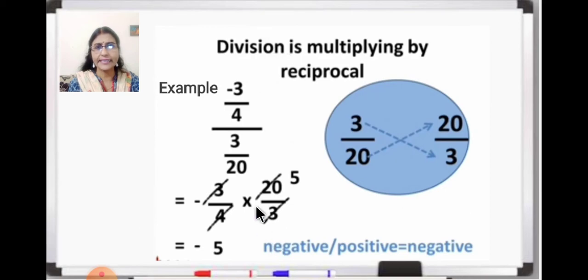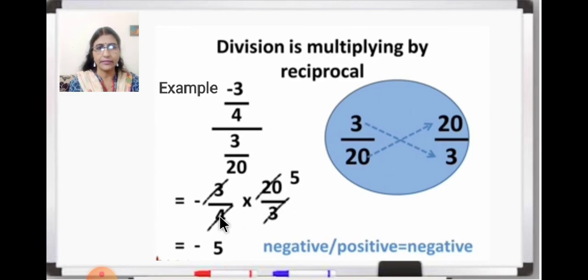So let us take another example. Minus 3 upon 4 divided by 3 upon 20. So that will be equal to minus 3 upon 4. In place of division we will write multiplication. But then this divisor we have to write in reciprocal form. So the reciprocal of 3 upon 20 is 20 upon 3. So we are going to write here multiplied by 20 upon 3.